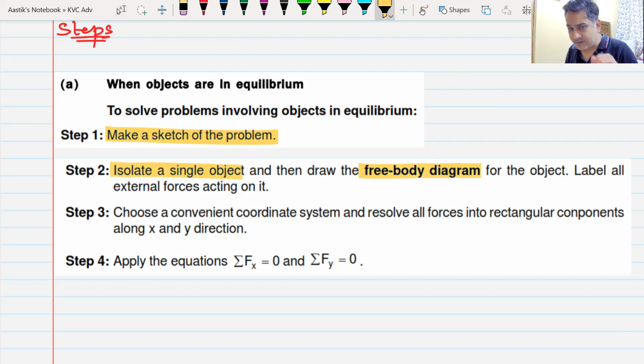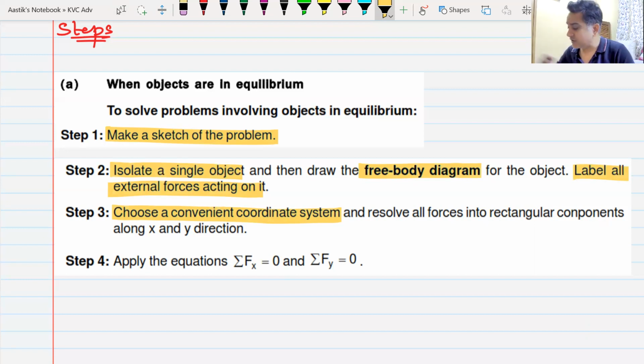Free body diagram, that is important. I told you to draw free body diagrams in the last class. We have to label all the forces acting on the body and find out all the forces acting on the body. Step number 3 is to choose a convenient coordinate system. Normally we take horizontal as x and vertical as y, but sometimes we might have to choose a different coordinate system, depending on the question.